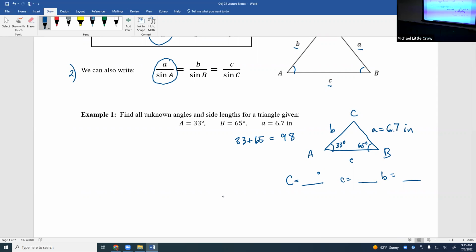And then how do we find the third angle? 180 minus 98. 8 from 10 is 2, 9 from 17 is 8, so that gives us 82. You notice, just arithmetic, no trig. Well, then how are we going to find C and B?